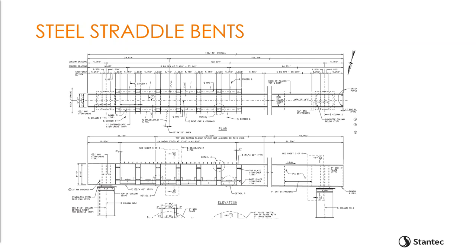So this is the plan and elevation view of the steel cap drawings. We had a total of 11 field straddle bends in this project, all going over the railroad with straddle lengths varying from 110 to 140 feet, with section depth varying from 8.5 to 12.5 feet. MIDAS was used in sizing the main plate thicknesses and checking the stresses in them per AASHTO.